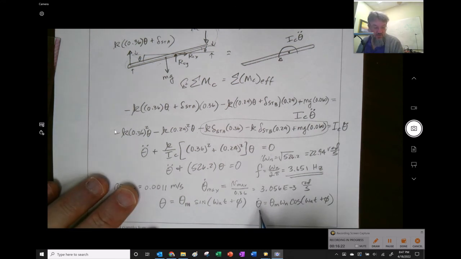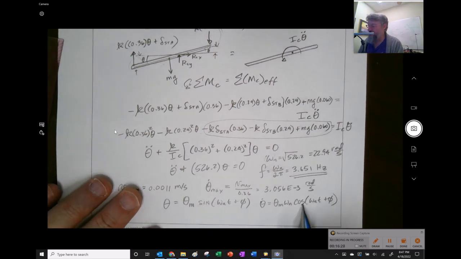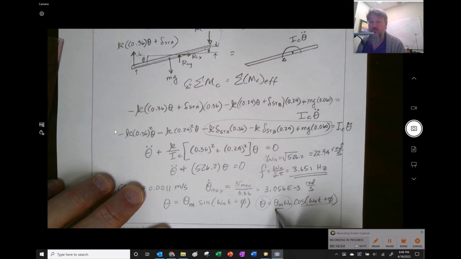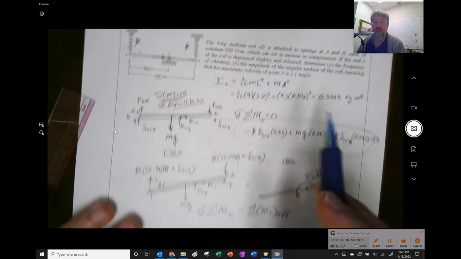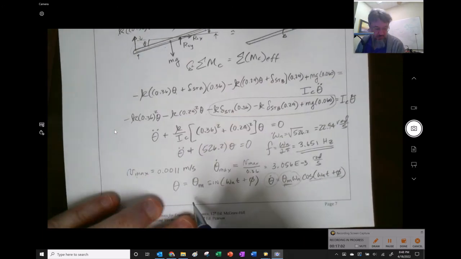So the maximum will occur, right? The maximum of this right here will occur when this is equal to 1, because this will always be a number that's either 1 or smaller. Therefore, what we want to try to find is the magnitude of the maximum angle, right? So given a maximum velocity, you want to find the maximum angle. It's sort of a logic thing that we're working through here.